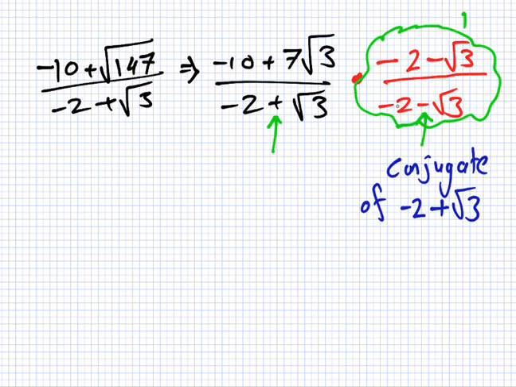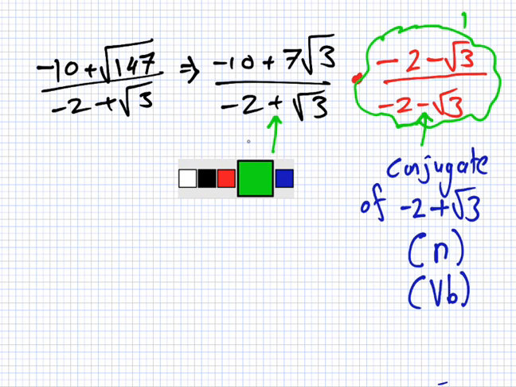Please write that word down. Conjugate. So for your English, please note that conjugate is a noun and a verb. You can say conjugated because it's a verb. And also the answer is called the conjugate, which is the noun. So it's a noun and a verb.